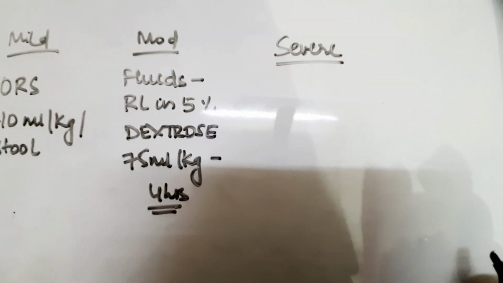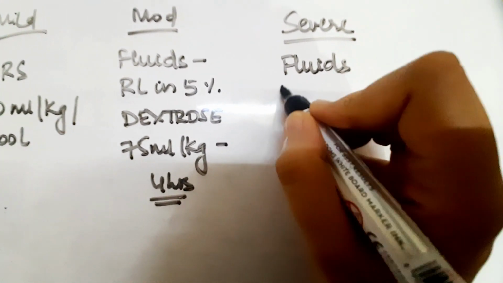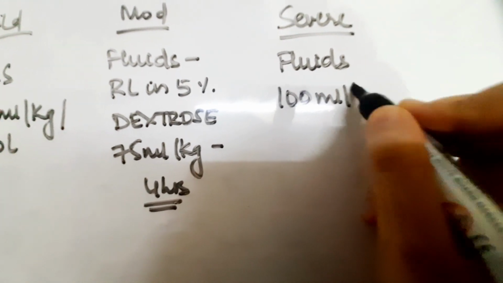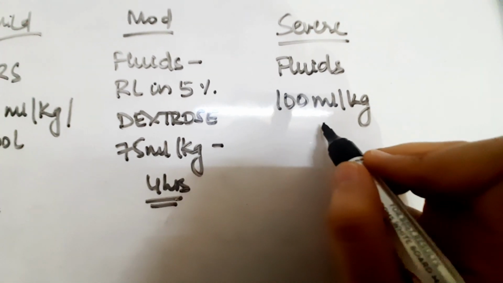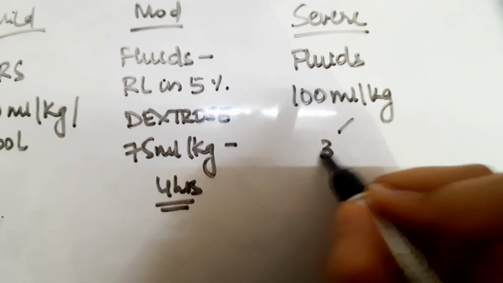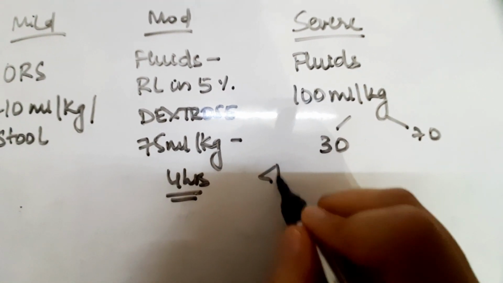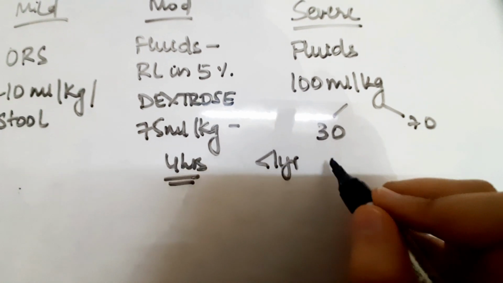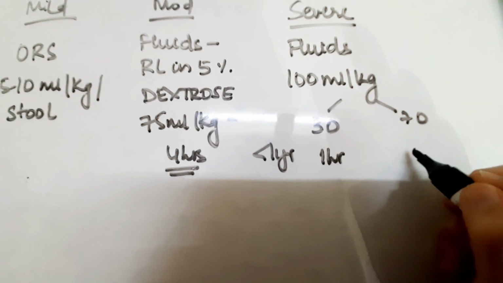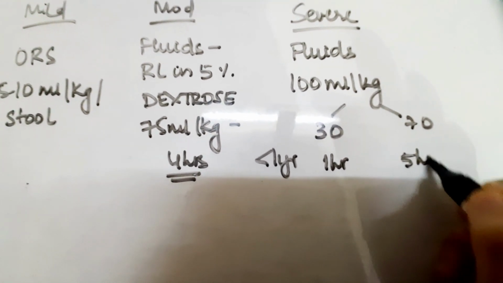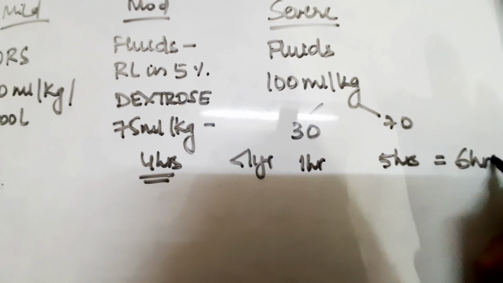For severe dehydration, you have to remember a specific protocol. Again, fluids are given, which is ringer lactate in 5% dextrose, and they are given at 100 ml per kg. Now, this 100 ml is divided into 30 and 70. If the child's age is less than 1 year, the first 30 ml is given in the first hour, and the next 70 ml is given in the next 5 hours, which means that 100 ml is given in 6 hours of time.